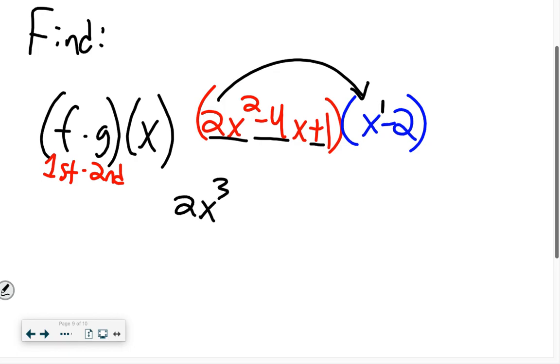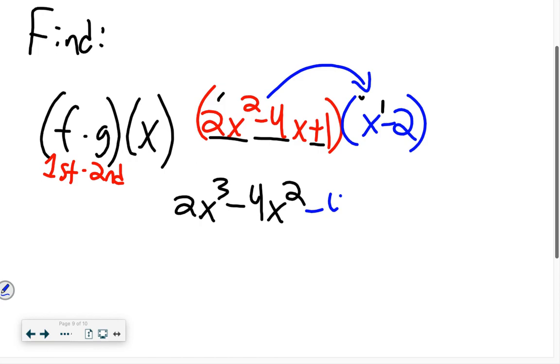Then you have 2x squared times negative 2. Now there's no variable there, so you just have to change the coefficient. 2 times negative 2 is negative 4x squared. All right, that's it for distributing the first term. Now we have to distribute the second term. So negative 4x times x gets you negative 4x squared. Remember, you add the exponents, and this is really a 1 here. Then you have negative 4x times negative 2, which is plus 8x.